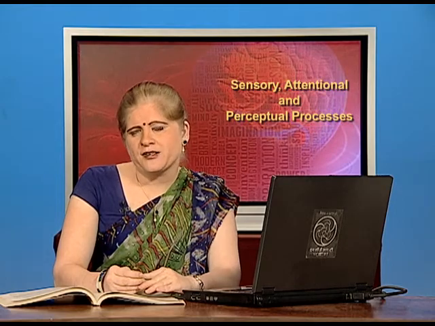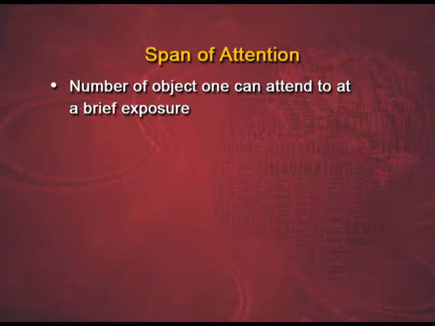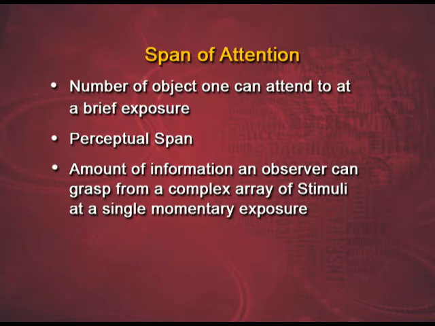Another very important thing is span of attention. It is the number of objects that one can attend to at a brief exposure. This is also known as the perceptual span. That means the amount of information that an observer can grasp from a complex array of stimuli at a single momentary exposure is the span of attention.